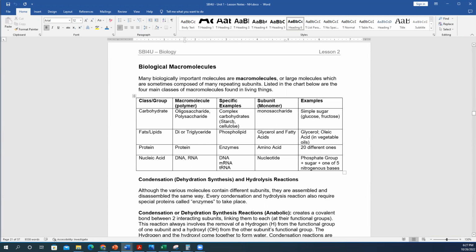We continued looking at biological macromolecules: carbohydrates, fats, proteins, and nucleic acids. We discussed these in terms of the subunits and monomers that make them up, such as monosaccharides, which form larger molecules of disaccharides, polysaccharides, or oligosaccharides, which are in the carbohydrate class.